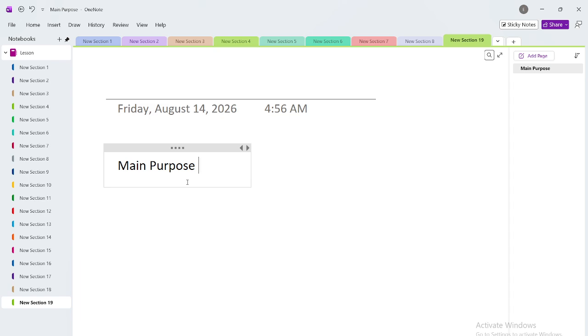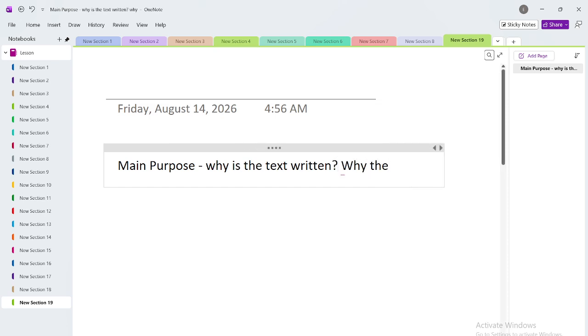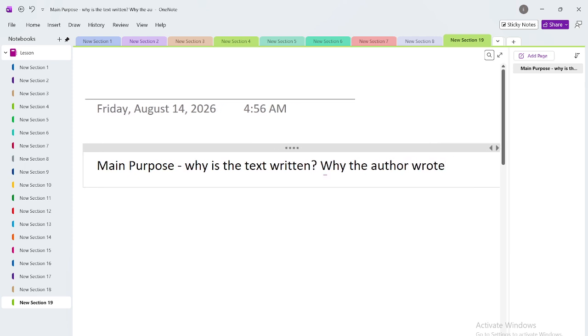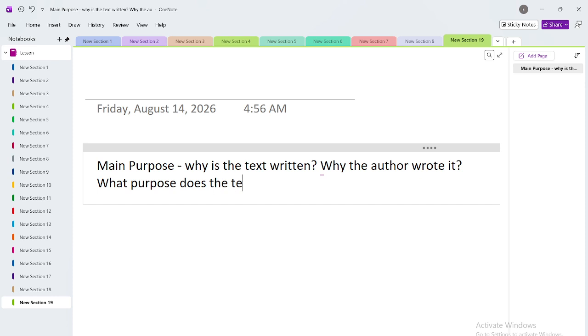Main purpose questions ask you to find why the text is written, or why the author wrote it. What is the purpose? What purpose does the text serve? Right? These are the questions that you need to ask yourself when you read the question.